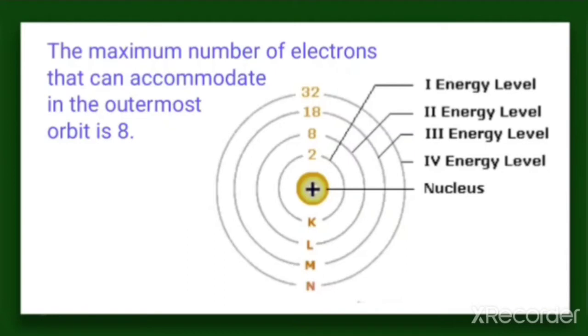The maximum number of electrons that can be accommodated in the outermost orbit is 8. So that is a point which is given. The maximum number of electrons that can be accommodated in the outermost orbit is 8. That actually leads to the octet rule that we'll be discussing.